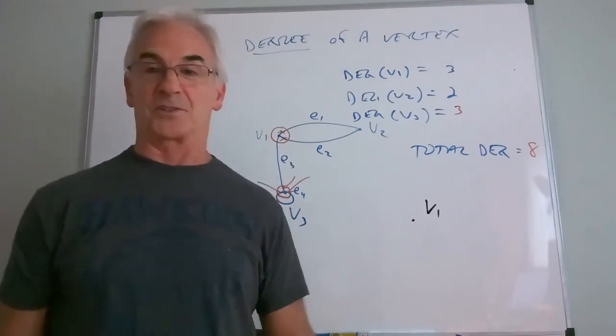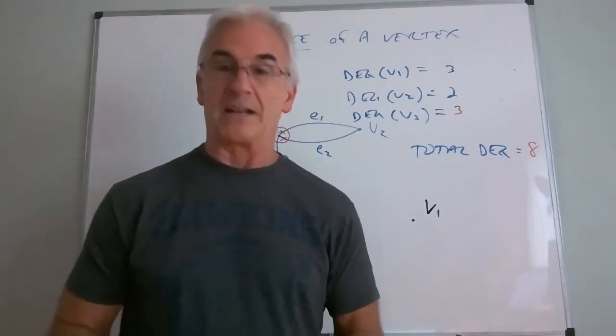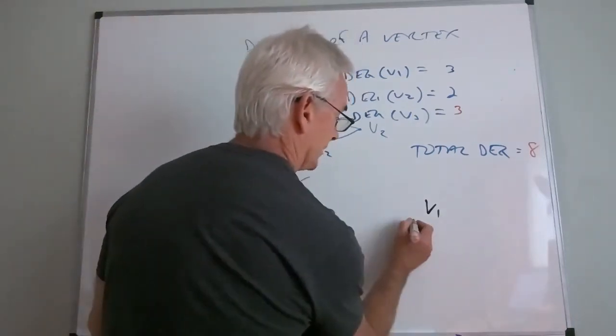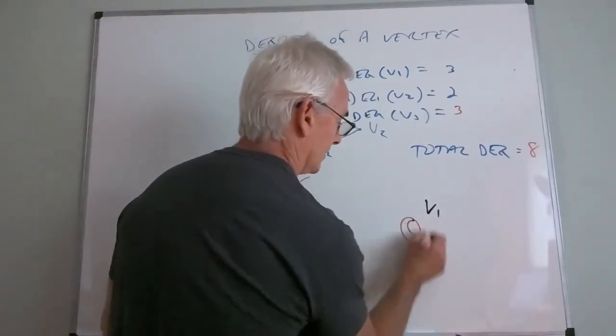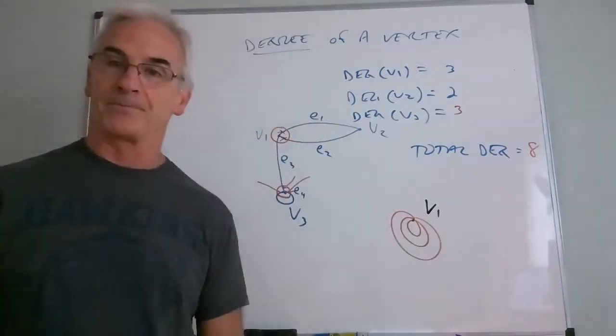There's no edges. So what's the degree? 0. Now, I'm not going to put any more vertices. I'm going to give you a loop. In fact, I'm going to give you 3 loops. There. I just created 3 edges.